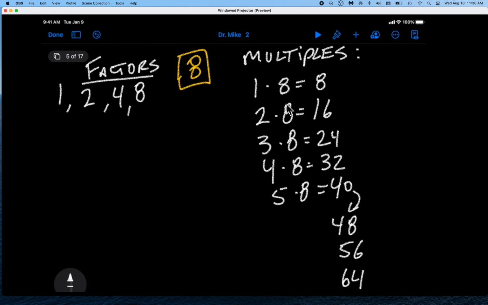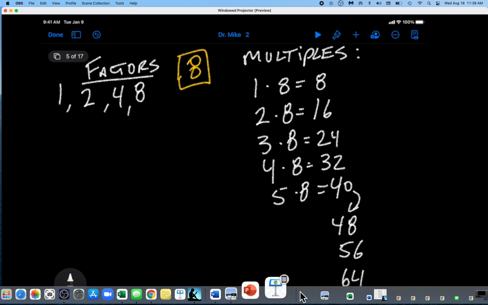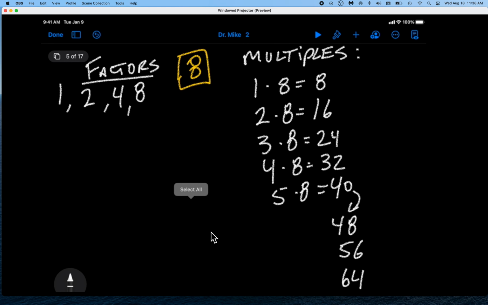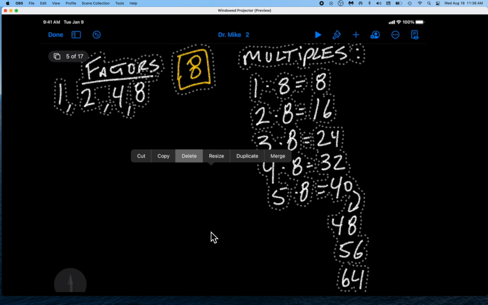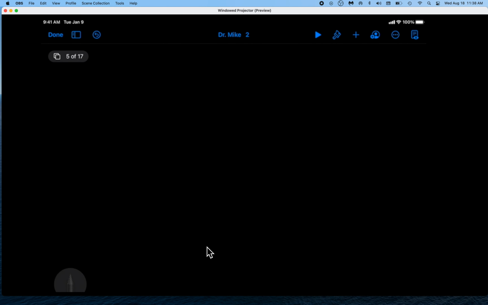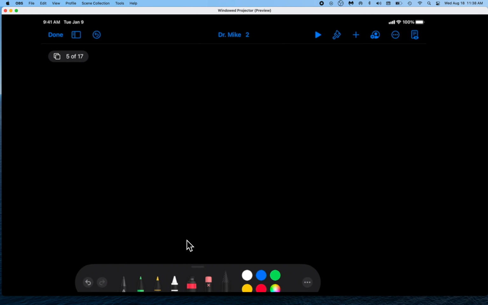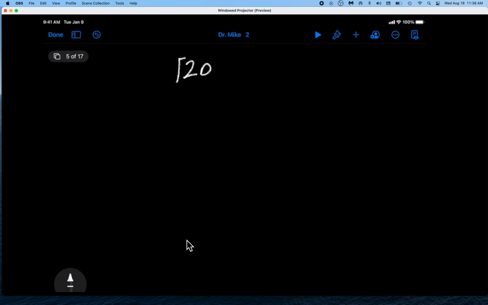Multiples get bigger. Factors are what you use to create the number in the box. Multiples make the number in the box bigger. Okay. Folks, on your own, I'd like you to try the factors and the multiples of 20.